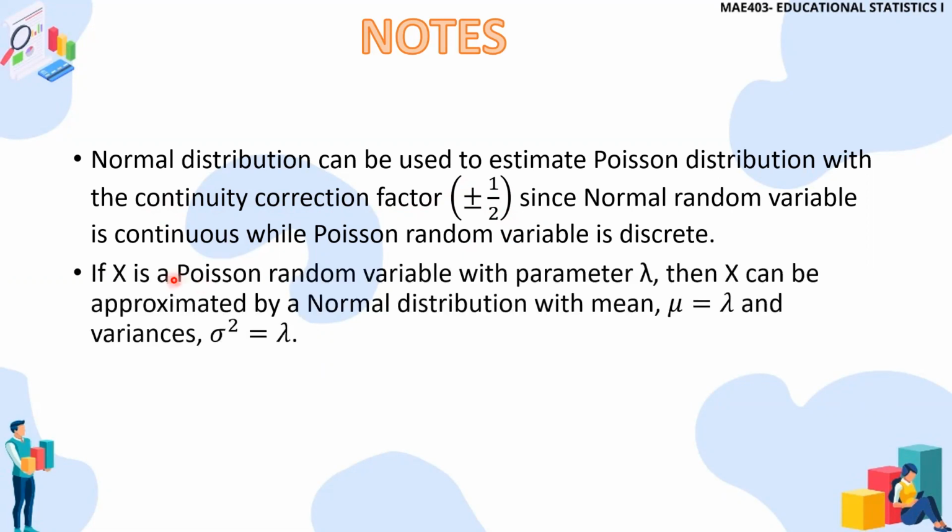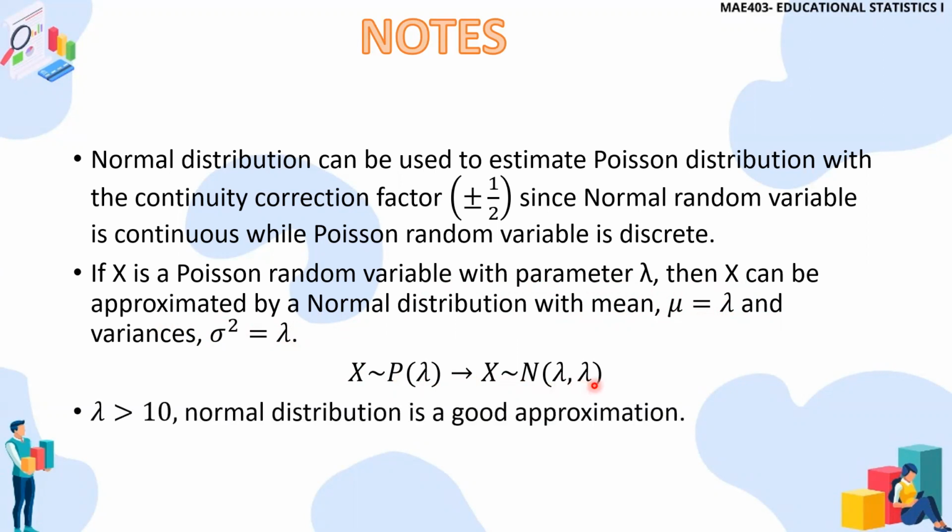Alright. If X is a Poisson random variable with parameter lambda, then X can be approximated by a normal distribution with the mean mu equal to lambda and variance equal to lambda. So, X Poisson distributed with lambda is approximately X normal distributed with mean lambda and variance also lambda. If lambda is greater than 0, the normal distribution is a good approximation.